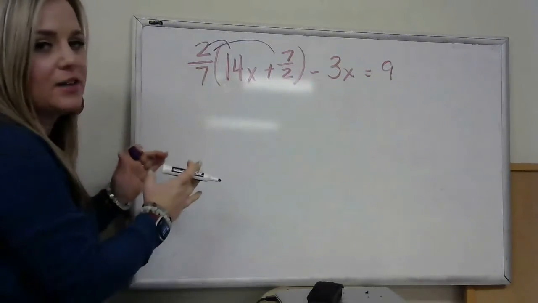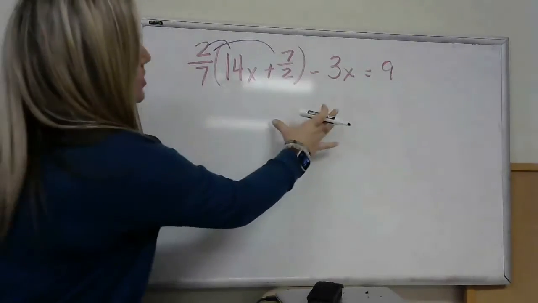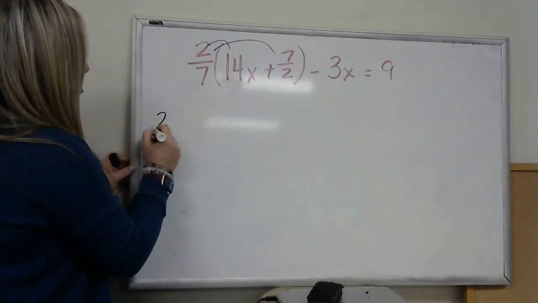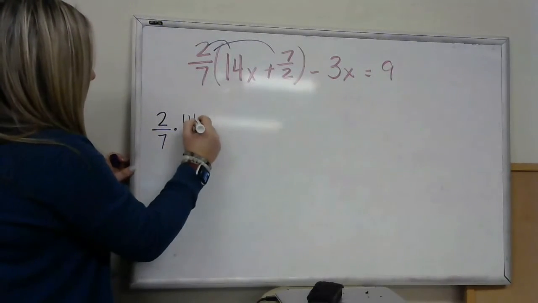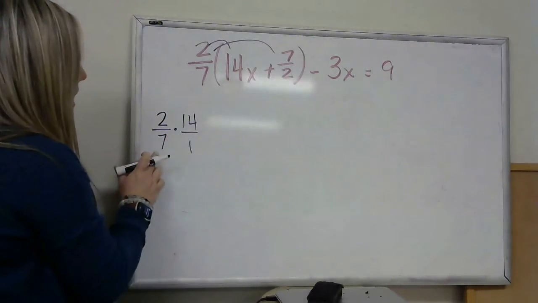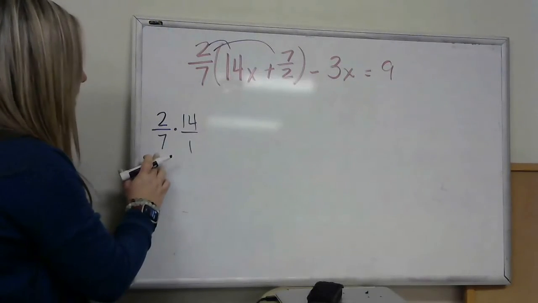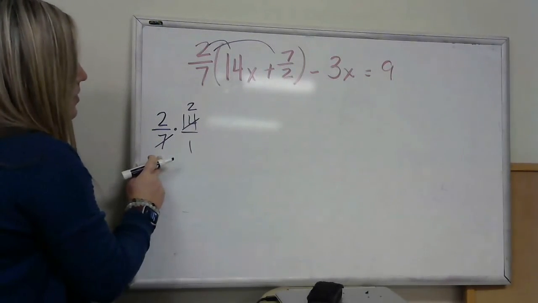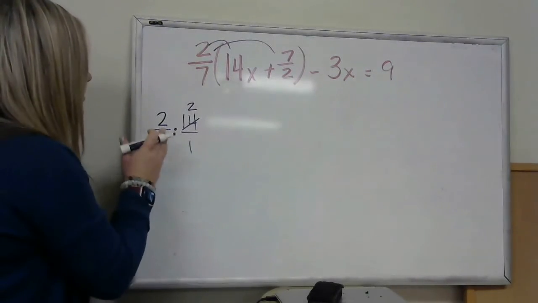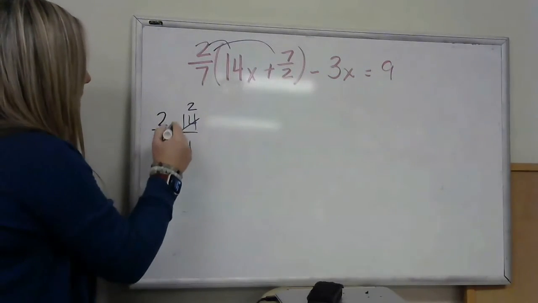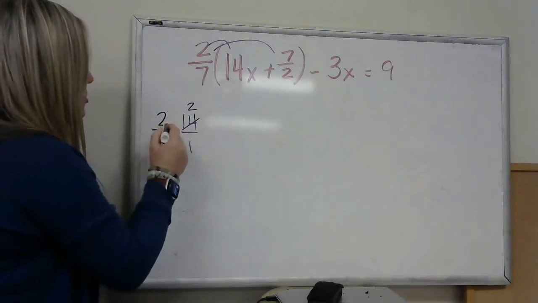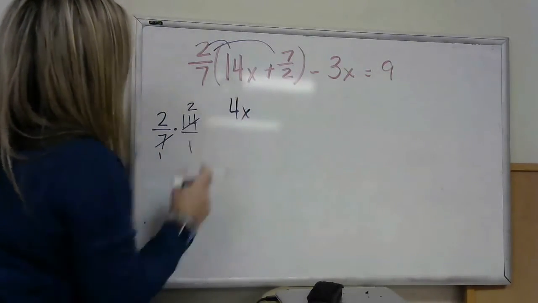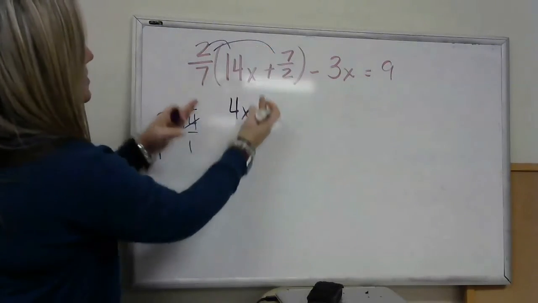So I'm going to go to the side and do some math because I like to keep my equation like an upside-down triangle. Anyway, I'm going to do 2/7 times 14 over 1, because that's what that would be. And I can see that I can cross reduce. 7 will go into 14 2 times, because 2 times 7 is 14. So 7 divided by 7 is 1, and 14 divided by 7 is 2. So now we have 2 times 2, which makes 4x, okay? So I just multiplied this, and I got 4x.